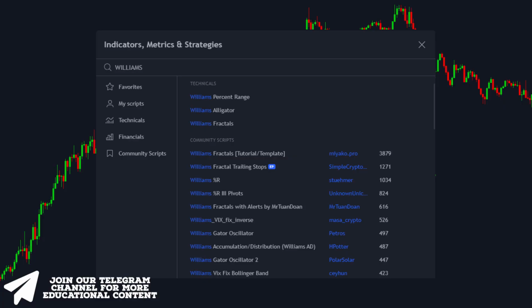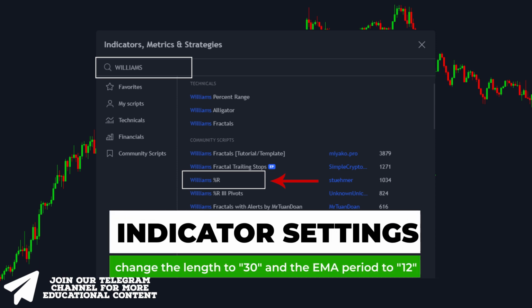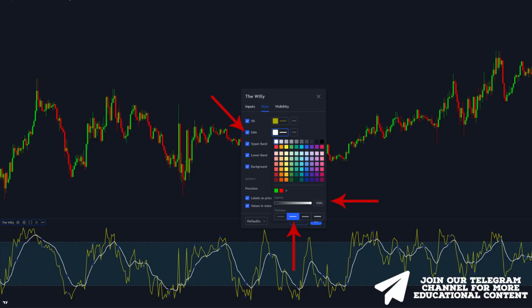Go to the Indicators tab, type Williams, and choose the following indicator. At this point, let's eliminate some of the market noise by adjusting the settings. So we should change the length to 30 and the EMA period to 12. Also, let's change the EMA color to white.